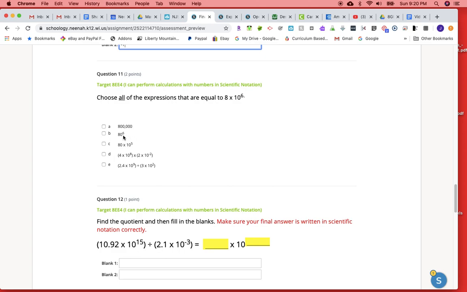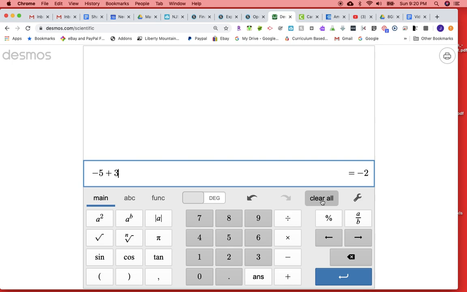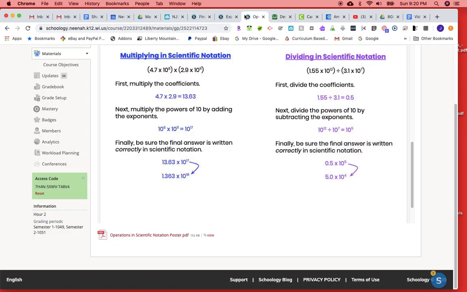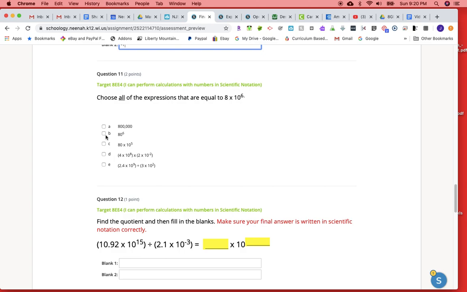So if I put this in correct form, another way to do this, 8 with 6 zeros behind it, and this would be 80. Here, I'll show you. 80 to the 6th power. 80, and then I'm going to put the exponent, that means my exponent is the 6th power. So that would not be the same. So we don't select that one.